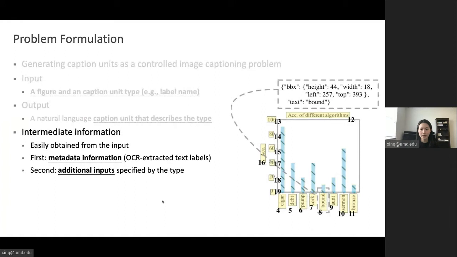Besides, also included as part of our problem formulation, we highlight a few intermediate pieces of information coming along with the input. They are metadata information, which are OCR extracted text labels. It can be easily derived from the input figure. Also, there are additional inputs that are specified by the caption unit type. Additional inputs are necessary to nail down a unique ground truth. Due to time limit, we invite interested audiences to read a mathematically symbolized formulation in our paper.